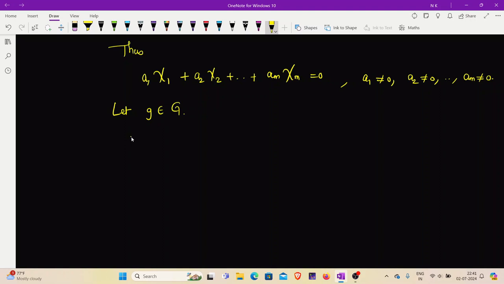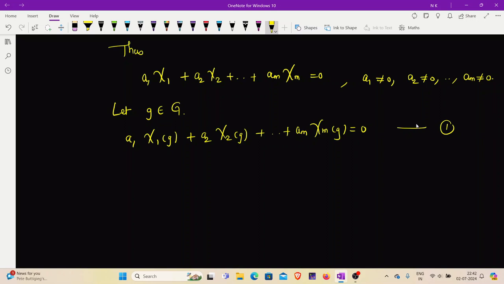So we will find that a1 chi1 of g plus a2 chi2 of g plus so on, am chi m of g equals 0. Right? So let me call this expression the first expression.